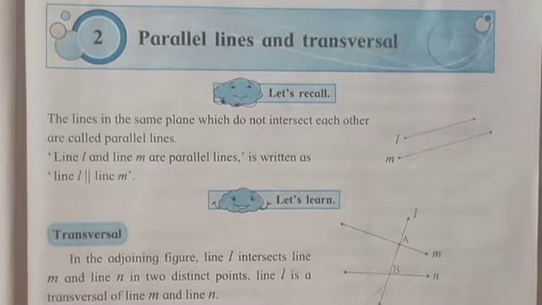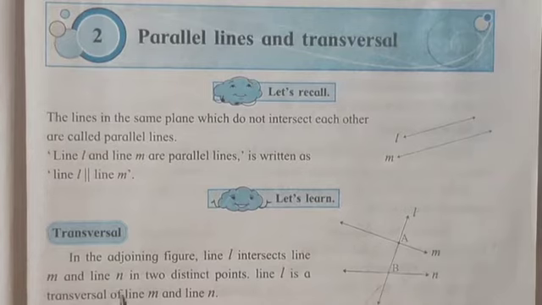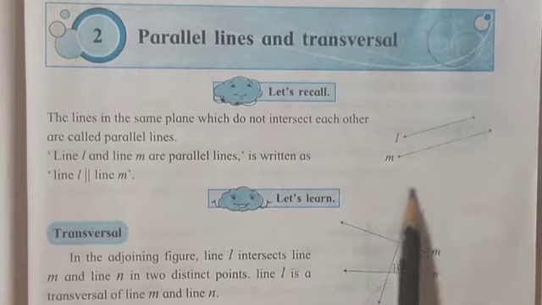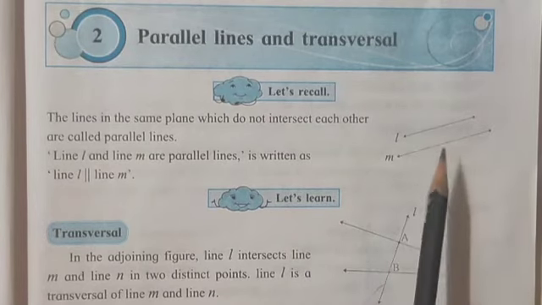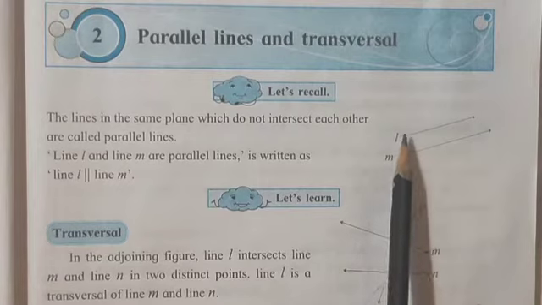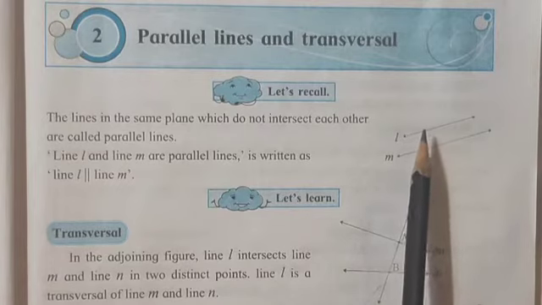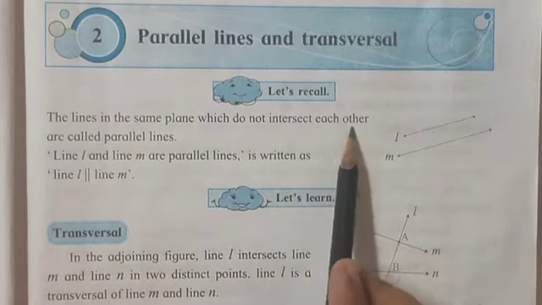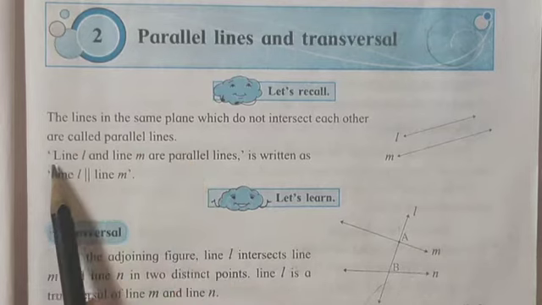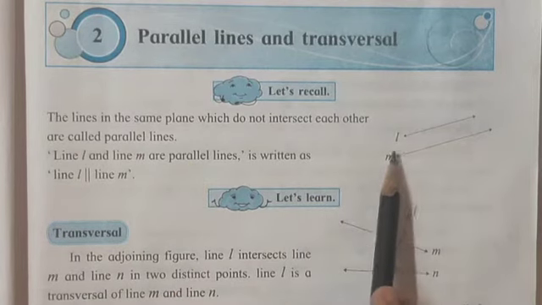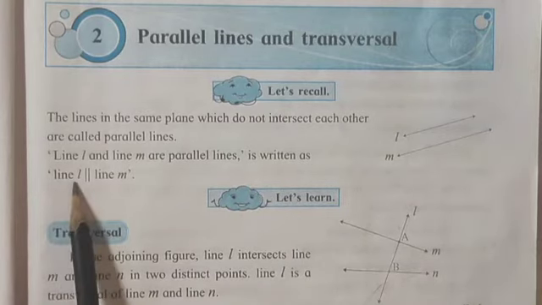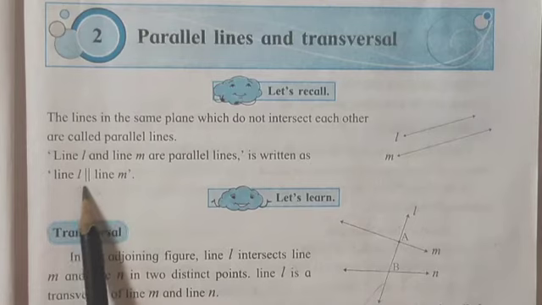Good morning everyone. Today we are going to start the second chapter, parallel lines and transversal. Now you all know that if two lines are in the same plane and do not intersect each other, they are called parallel lines. The lines in the same plane which do not intersect each other are called parallel lines. Line L and line M are parallel lines is written as line L parallel to line M. This is the symbol of parallel lines.